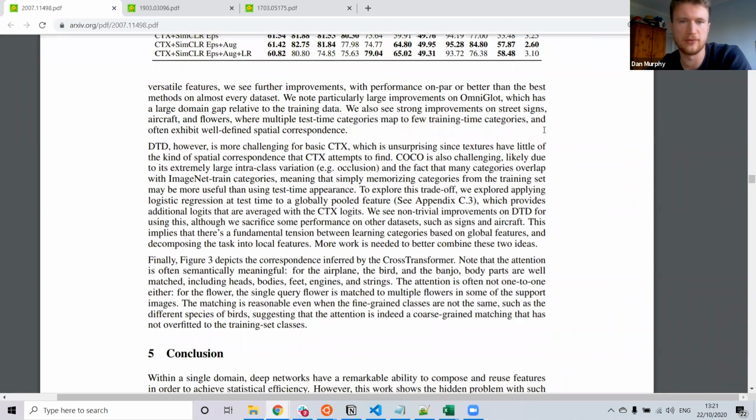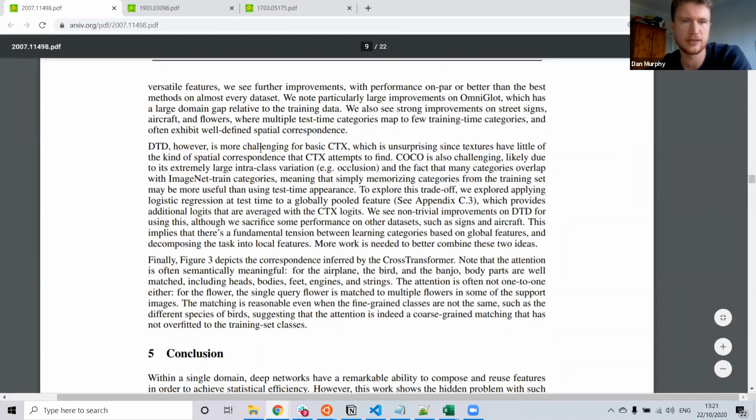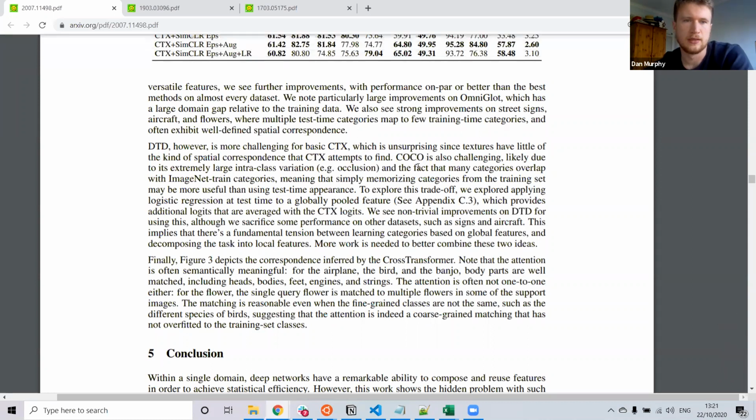And so this is the paragraph where they talk in more detail about the textures data set, and again they talk about this occlusion and interclass variation. So they are basically saying there are limits to how far we can generalize and how well we can do it. And they basically say we need to work further to understand this better.